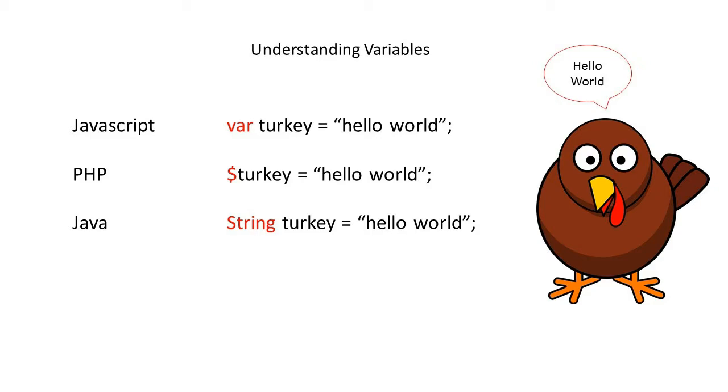For JavaScript, variables are created by typing var and then the name of your variable. In this case, Turkey. For PHP, a dollar symbol is used for creating the variable, followed by the name. For Java, the data type is used as a precursor, followed by the name.